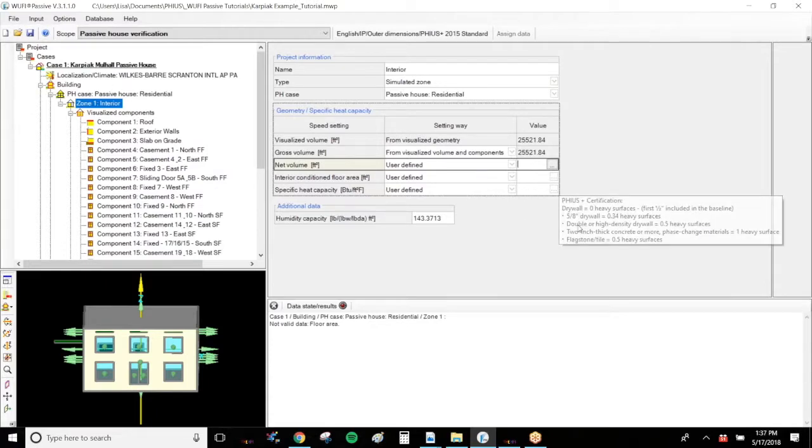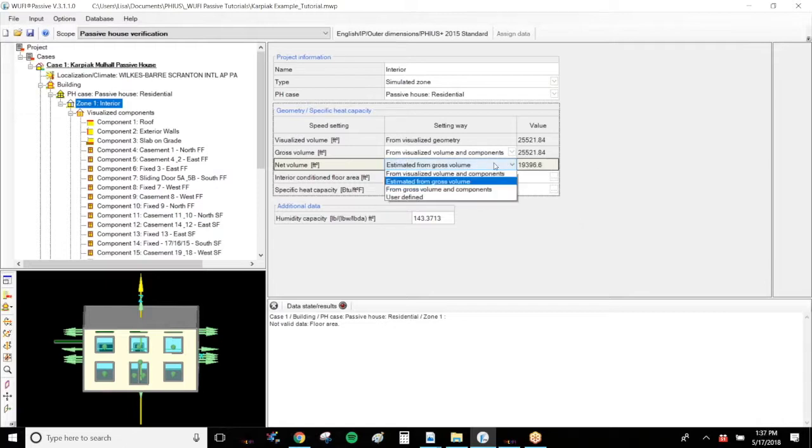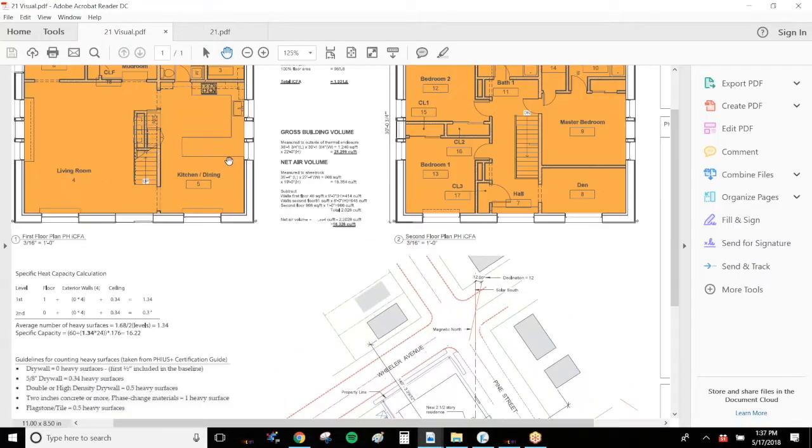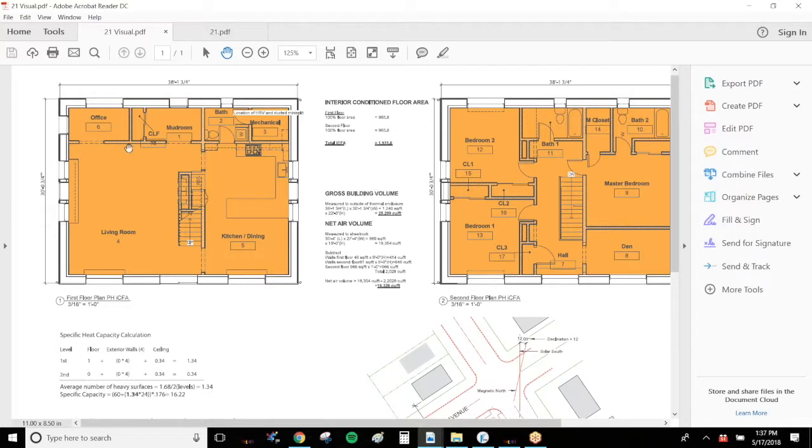The third entry down is the net volume. This is an entry that requires a detailed calculation. For preliminary modeling, I'd say you can use one of these estimated drop-down options. Estimate from gross volume is generally one I would select. But when you're certifying a project, you actually need to do this calculation. It's the actual interior volume minus your structures, so your wall, your floor structure, your stairs, minus all that actual structure. And it's measured to the interior of the exterior wall, where this orange is shown, rather than the gross volume, which was taken from the very outer boundary here.